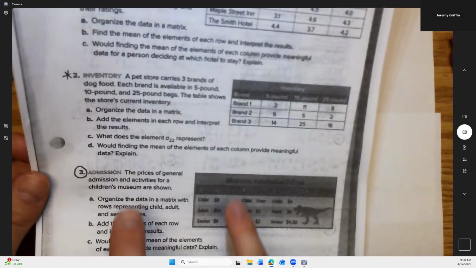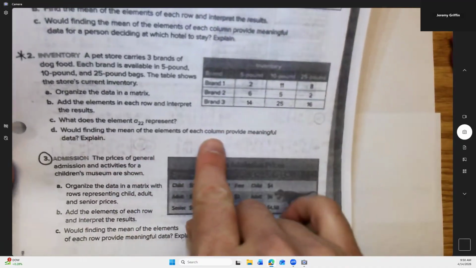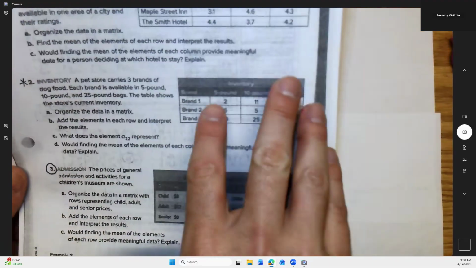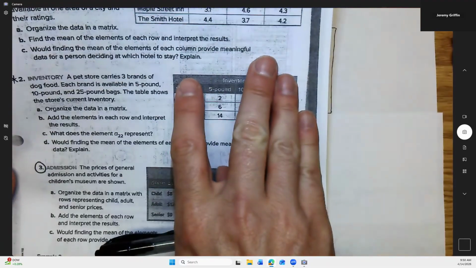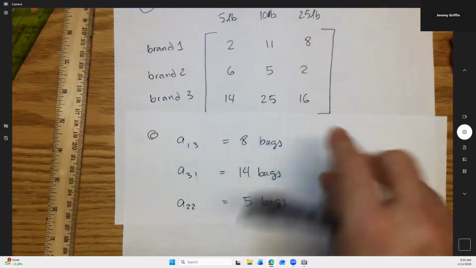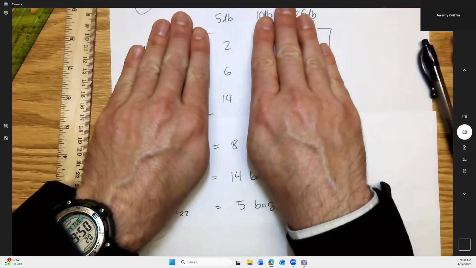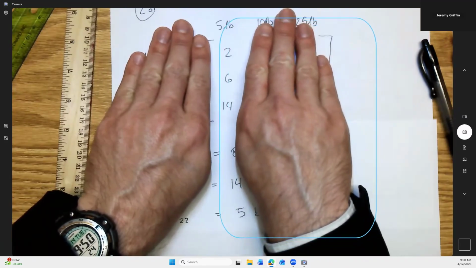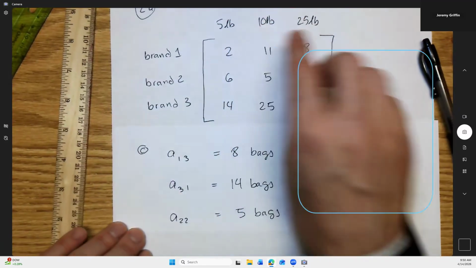All right, question D. Would finding the mean of the elements in each column provide any meaningful data? Okay. So now we're going to switch from looking at rows to looking at columns. Like here, guys, how about these 3 numbers right here? If I took the average of those 3, what would that represent? The 5-pound bags or less.